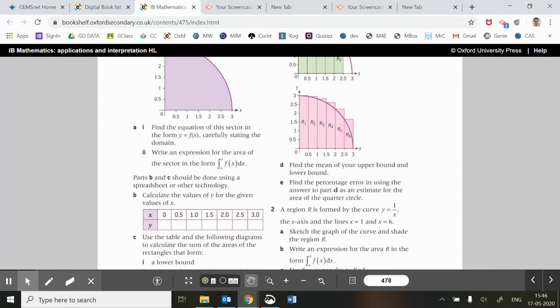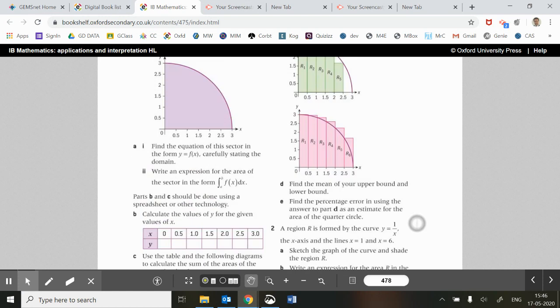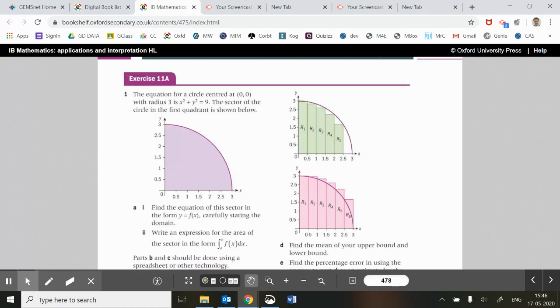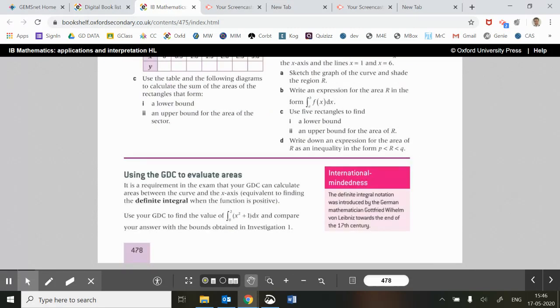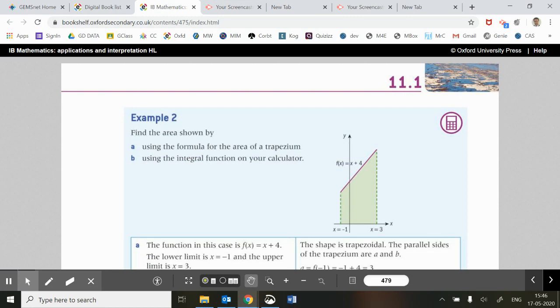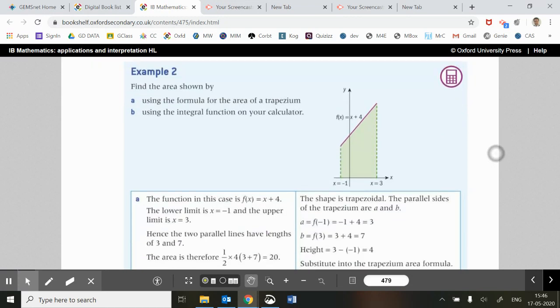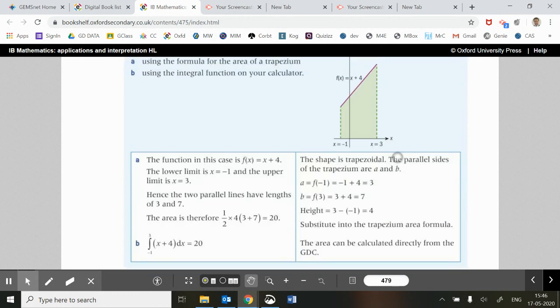Then they say take that, you can follow this question through, right? It's just building you up at the moment. This is not integration just yet. They're trying to get you to write things like that. Okay, next little bit, they're talking about using the GDC. So for this question, using the formula for the area of a trapezium, again, find this area. Well, that's not going to be tricky.